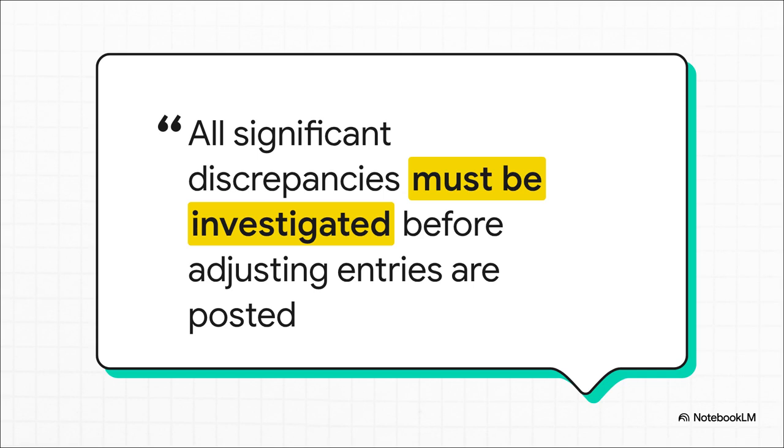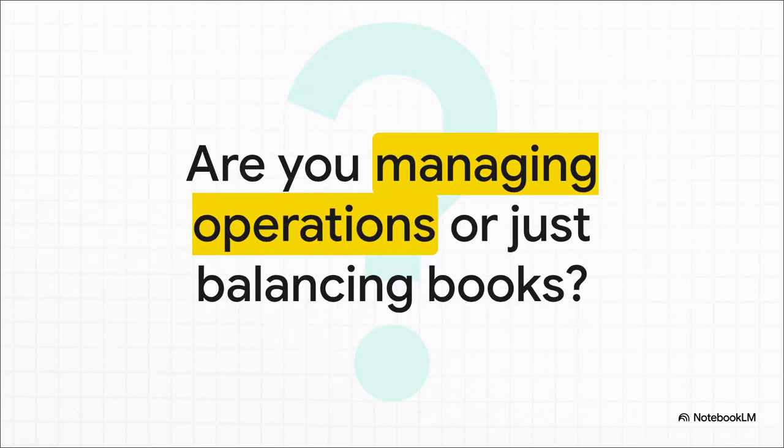If you find a massive discrepancy and just shrug and post a journal entry to COGS to make the system balance, no. A massive shortage could indicate actual theft, while a large overage could be a duplicate receiving error. You absolutely have to understand the root cause before you even think about posting that entry. Which leaves us with this final thought.